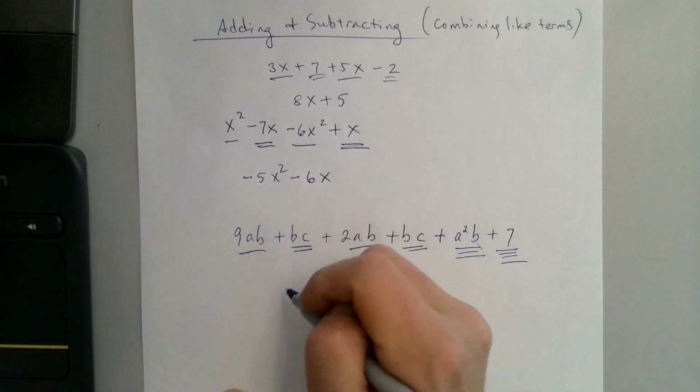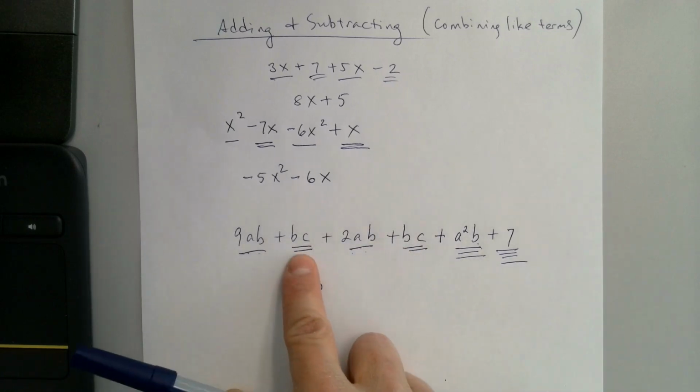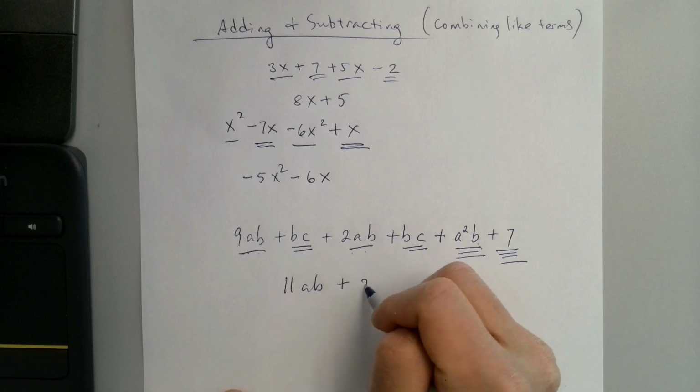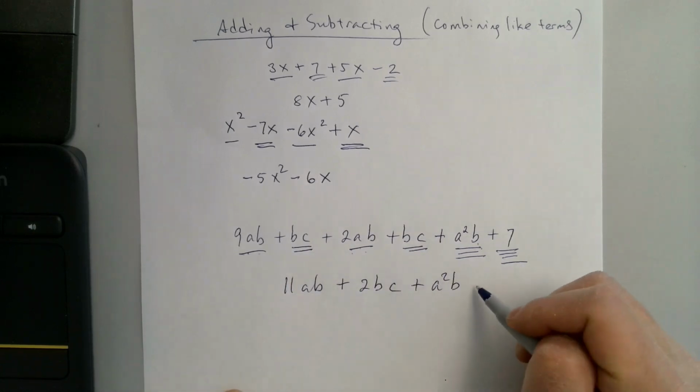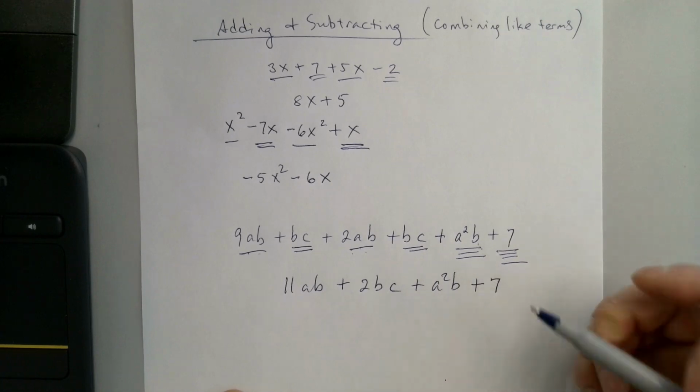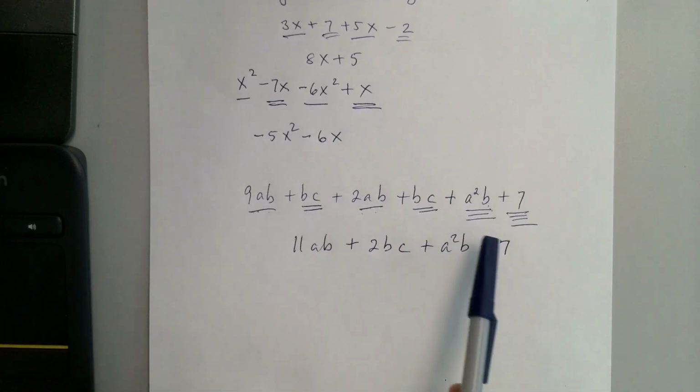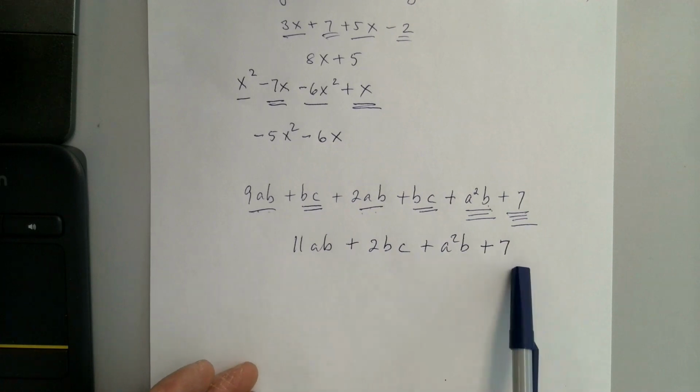9AB plus 2AB, 11AB. BC plus BC, 2BC, plus A squared B plus 7. So we started with a 6-term polynomial, we end up with a 4-term polynomial.